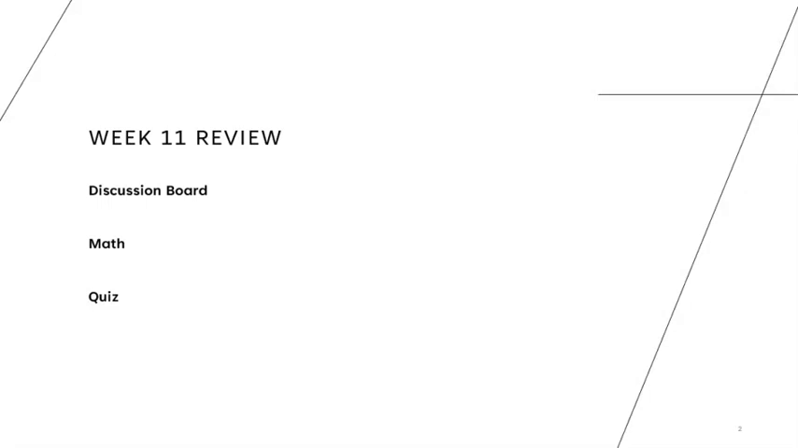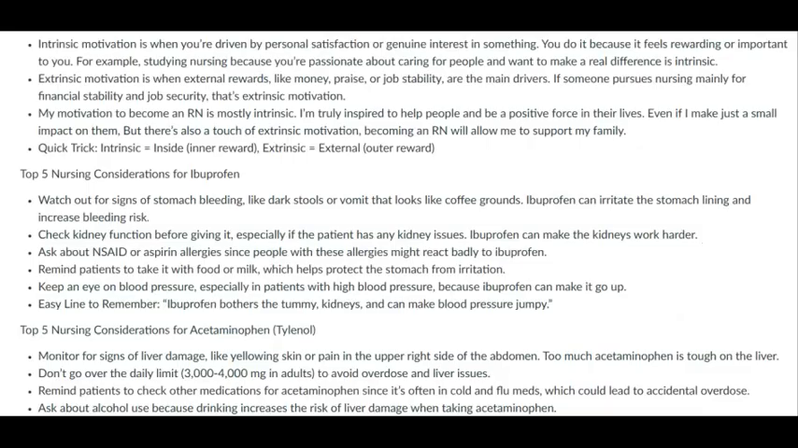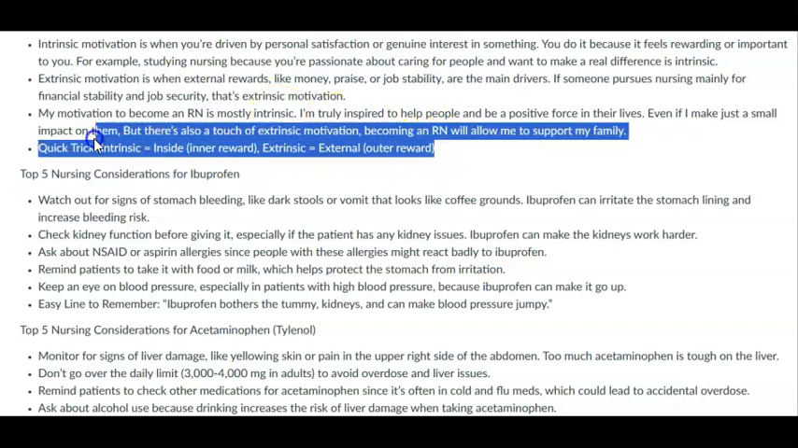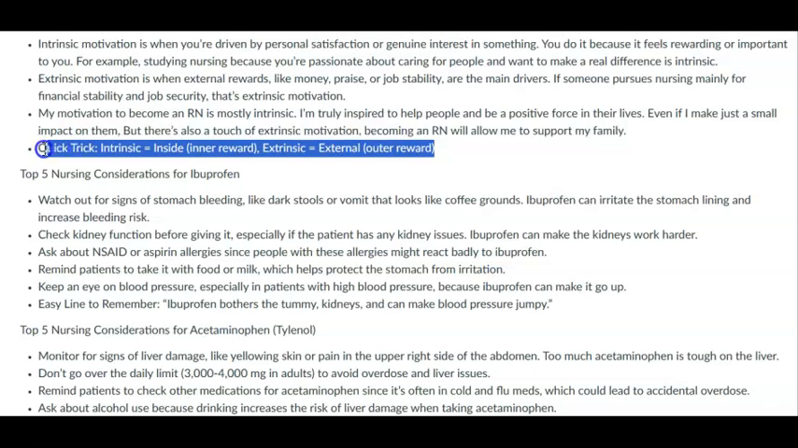Let's take a look at the discussion board. So the discussion board explored intrinsic and extrinsic motivation. You all did good defining those and discussing what your motivation was. I like this tip from a student. Intrinsic is inside or inner reward, and extrinsic is external or outer reward.